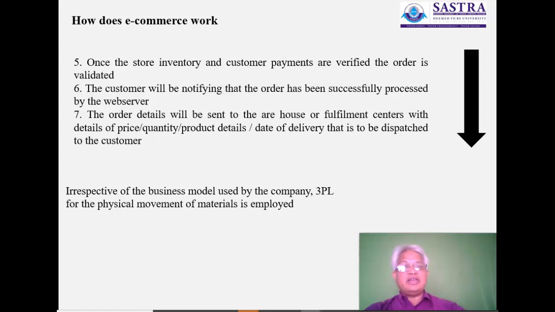And finally, the order details will be sent to the fulfillment centers with so many details, which we call order details. That includes price, quantity, and any other product details with technical specification. Products may be very similar, but qualities may differ, and the date of delivery that needs to be dispatched to the customer. So we have already seen what fulfillment centers are and what happens at the fulfillment centers, and finally the order gets dispatched to the customer.